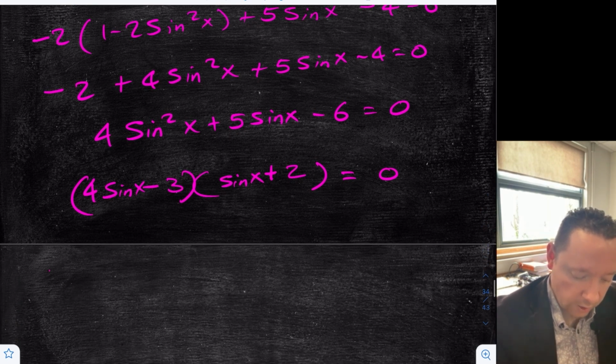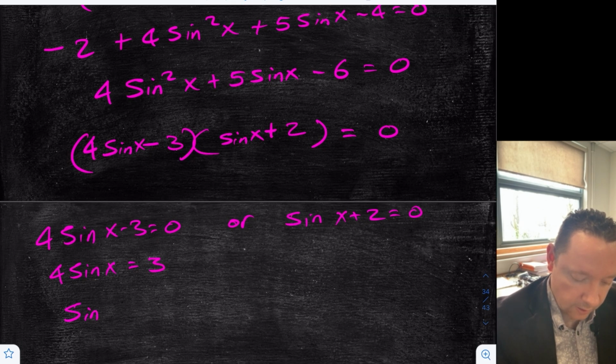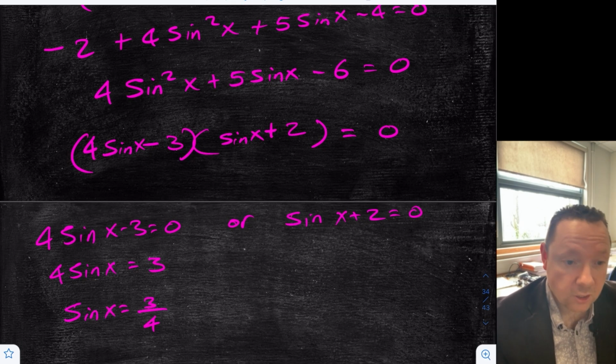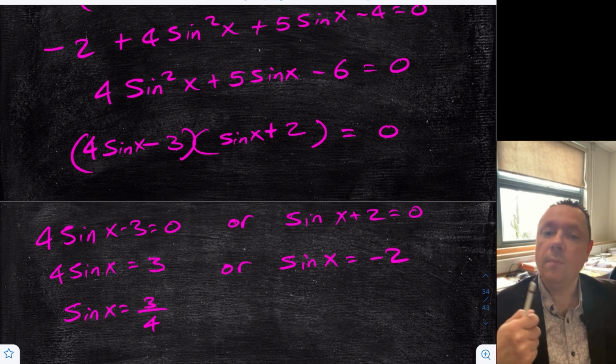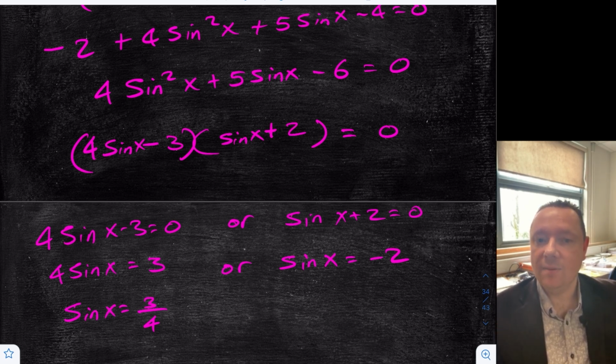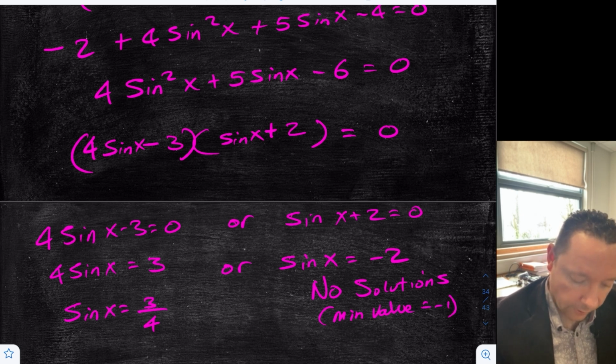So you get two equations. You get 4 sine x minus 3 equals 0, or you get sine x plus 2 equals 0. So that means that 4 sine x equals 3, and therefore sine x equals 3/4. And the other side, you get sine x equals minus 2. And therefore, we can say no solutions for that one because sine x goes up and down to a max and minimum of 1 and minus 1. So I can just say no solutions. I can even say cos the min value equals minus 1. Okay, so the other one I can solve.